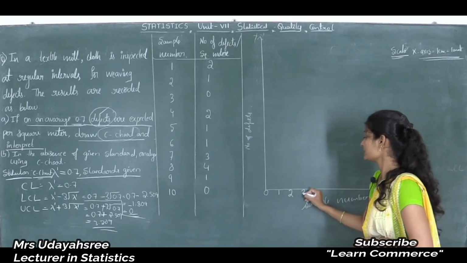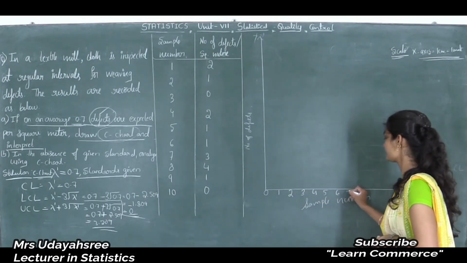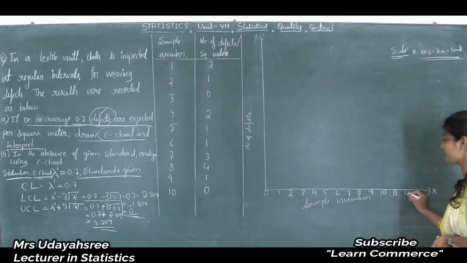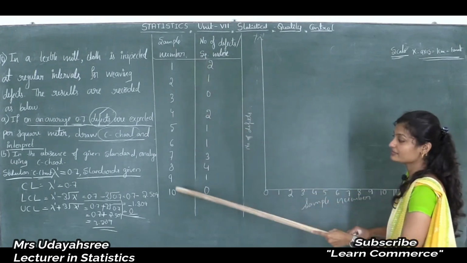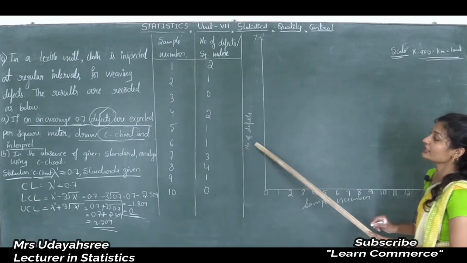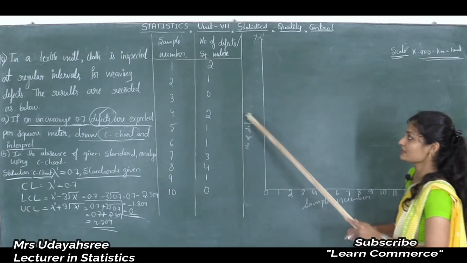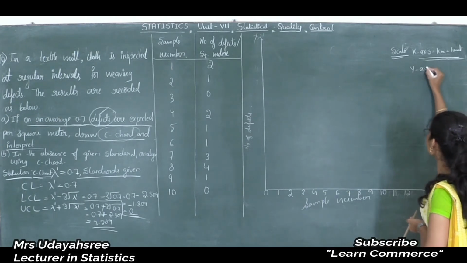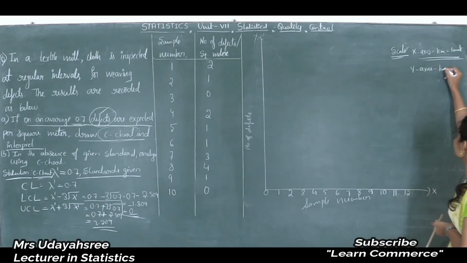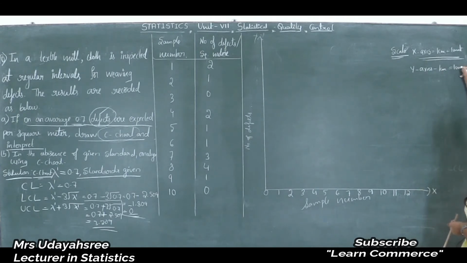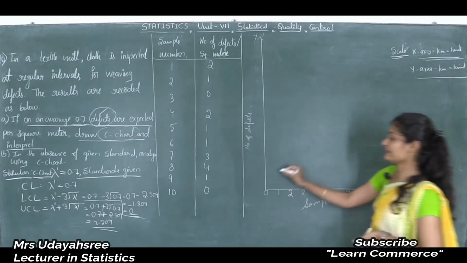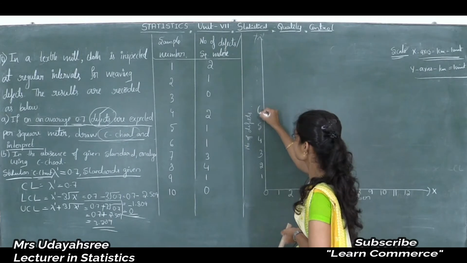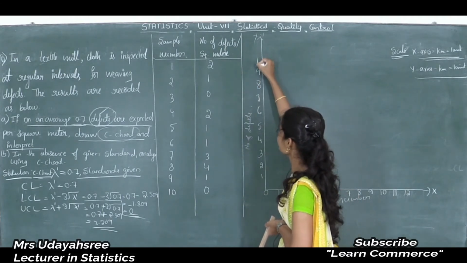So that is 1, 2, 3, 4, 5, 6, 7, 8, 9, 10, 11, 12. Okay, I will stop here because here sample numbers are 10 only. Okay, next. So here the y axis is along with number of defects. So the number of defects observations are like this. Therefore, here I will take the scale for the y axis, that is 1 centimeter is equal to 1 unit. So here I will take like this: 1, 2, 3, 4, 5, 6, 7, 8, 9, 10. Okay, I will stop here.